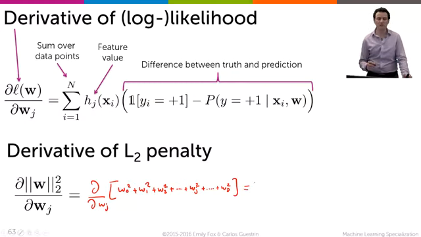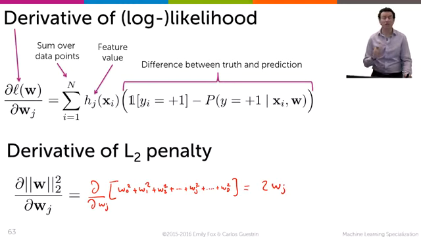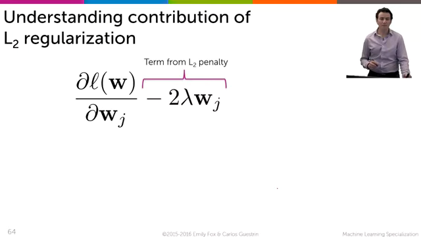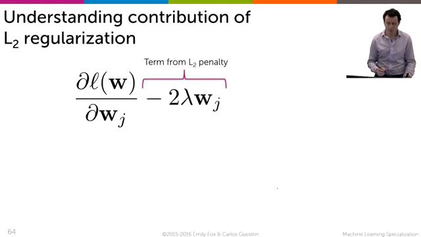Now if you look at all of these terms, w0 squared, w1 squared, none of those play any role in the derivative. The only thing that plays a role is wj squared. And what's the derivative of wj squared? It's just 2wj. So in fact, our total derivative is going to be the same derivative that we've implemented in the past, minus 2 lambda times wj. So 2 times the regularization penalty, that parameter lambda, times the value of that coefficient.